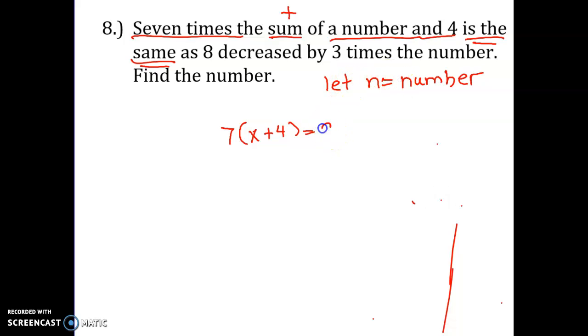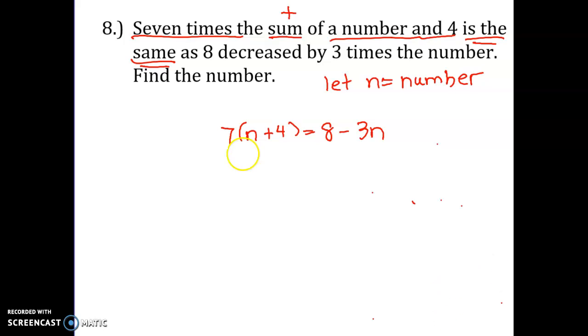So 8 decreased, whoops, actually let's go back here, sorry about that. Let's not confuse things. Our variable here is going to be n. That's right, we said n is our variable. Okay, so it's 7 times the sum of a number and 4 is the same as 8 decreased, would be subtraction, 3 times that number. So that would be our equation for number 8.